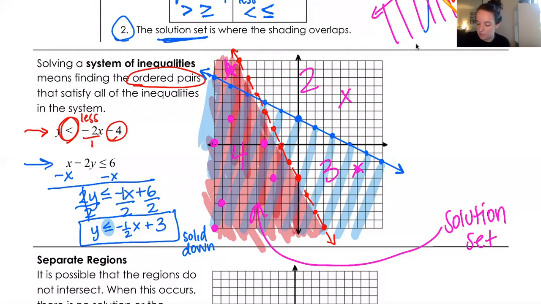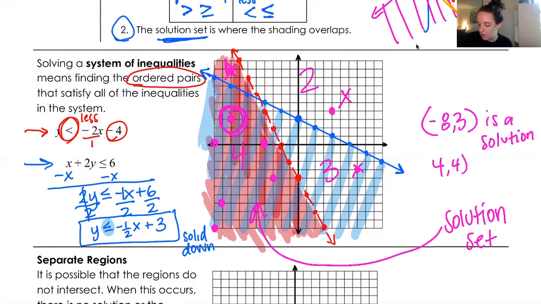So I could say this point right here, whatever that point is, -8, 3, is a solution, because that point is inside of the solution set. And then if I went over here, maybe you selected this point, 4, 4, that is not a solution. 0, 0 is not a solution, anything up here is not a solution. The only parts that are solutions are what is in number 4.